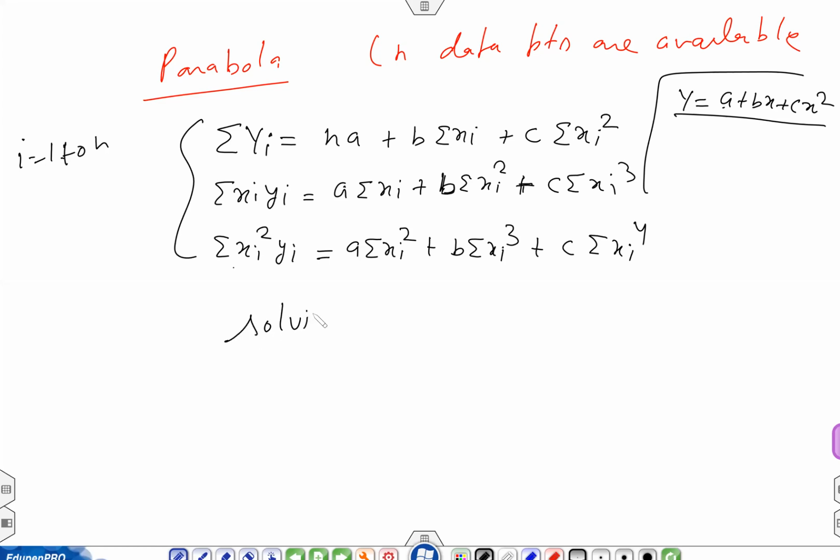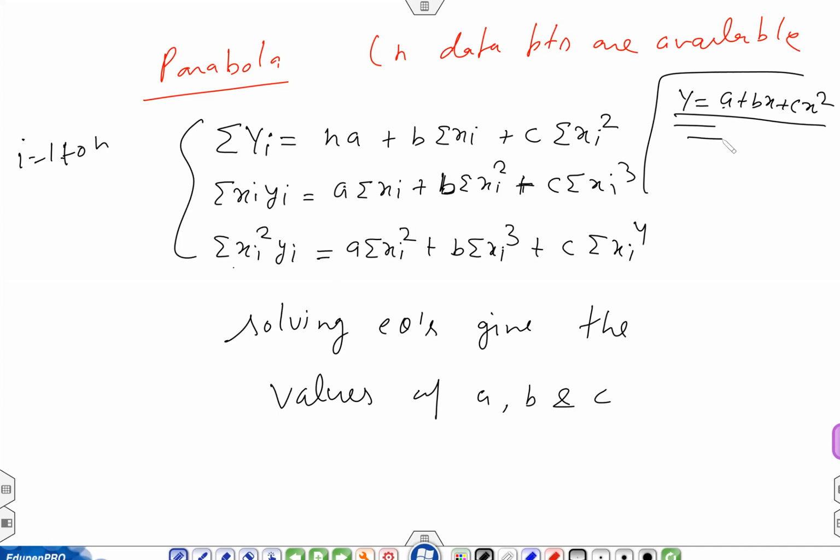Solving these equations gives you the values of a, b, and c. After putting these values into the parabola equation, you will get a best fit parabola passing through the given data points. So it depends on what kind of data you have, and accordingly you will choose what to fit, whether it is a straight line, a parabola, or a cubic equation. So let's do one example based on it.